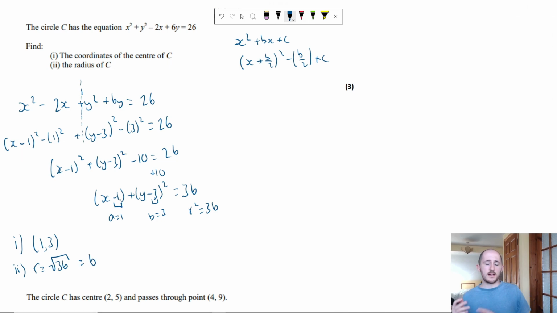If you're wondering why it's not plus or minus 6, it's because the radius is a length and we can't have negative lengths. If I asked you to draw a line of negative 3 centimeters, you'd probably look at your ruler, look at me, and wonder what on earth I'm talking about. So that's why it's always going to be positive.